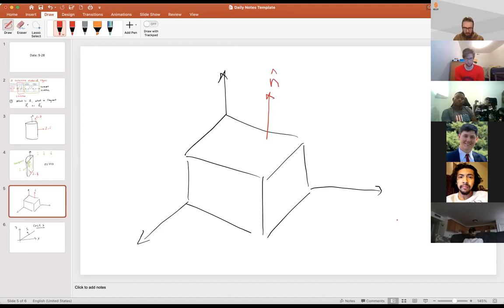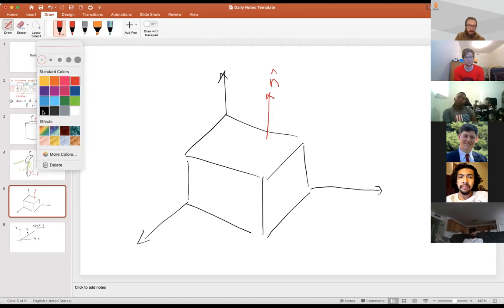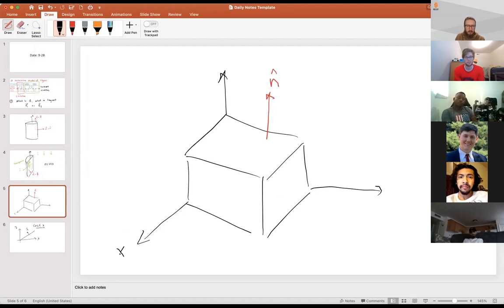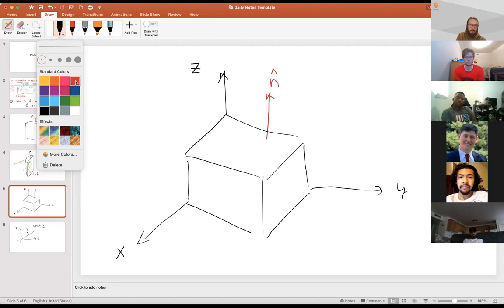Okay, so what's the normal for this top part? Let's use our standard coordinate system. What's the normal component to the top surface? Z. Yeah.